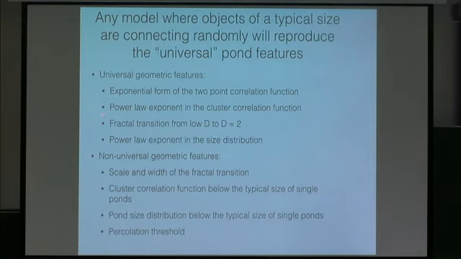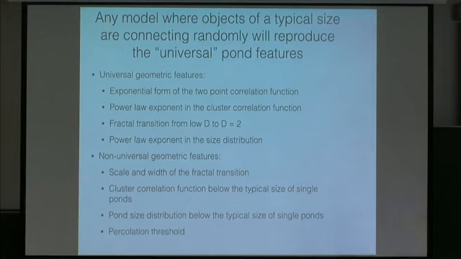There is going to be a fractal transition from some low d to d equals 2. And we're going to reproduce the size distribution also, and also it's going to be a power law, and also the exponent of the power law is going to be good. Apart from these universal features, there are also these non-universal features. For example, if we match the correlation function, it's not obvious that we also have to match the scale and the width of the fractal transition. So the fact that our model does this is kind of why we chose it.